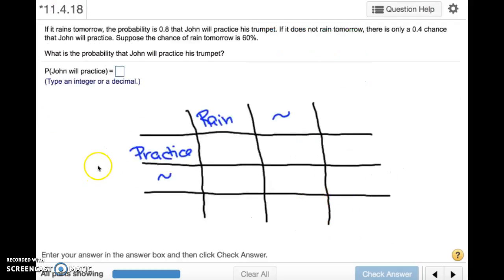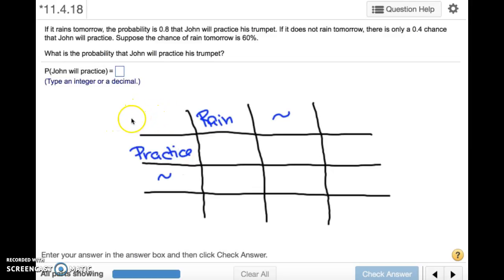All right, so this example says, if it rains tomorrow, the probability is 0.8 that John will practice his trumpet. If it does not rain tomorrow, there's only a 0.4 chance that John will practice. Suppose that the chance of rain tomorrow is 60%. What is the probability that John will practice his trumpet? Now, this isn't really a conditional probability example, but I did want to review it. So we're being asked, what is the probability that it rains and he practices? What is the probability that it does not rain and he practices?